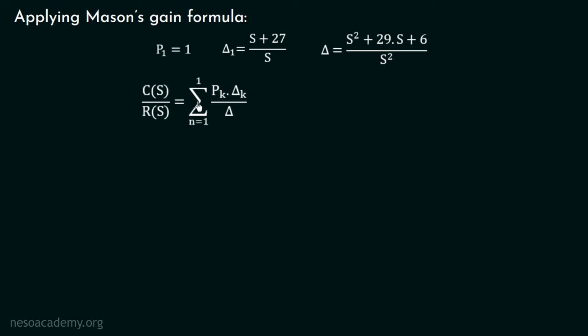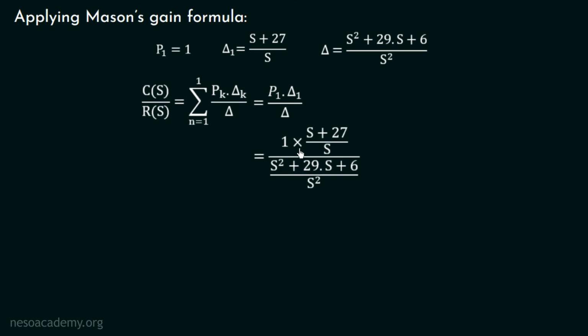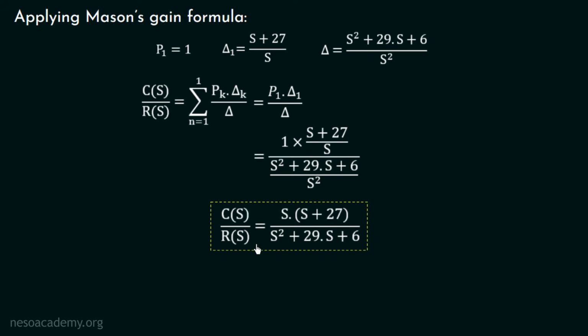Now, if we open this summation, we will have C(s) over R(s) equal to P1 multiplied with delta 1 over delta. If we put all these values in this equation, we will have 1 multiplied with s plus 27 over s, over s squared plus 29s plus 6 over s squared. If we take the LCM and solve this equation, we will have C(s) over R(s) equal to s multiplied with s plus 27, over s squared plus 29s plus 6. And this is the overall transfer function of the given signal flow graph, which is option D.